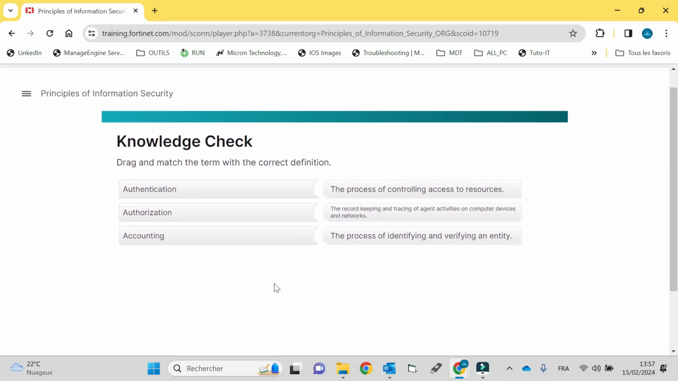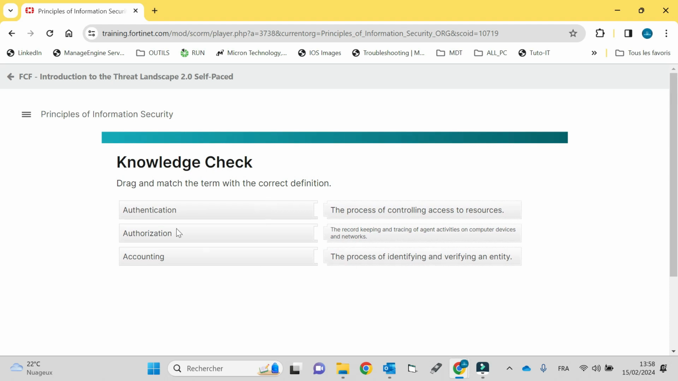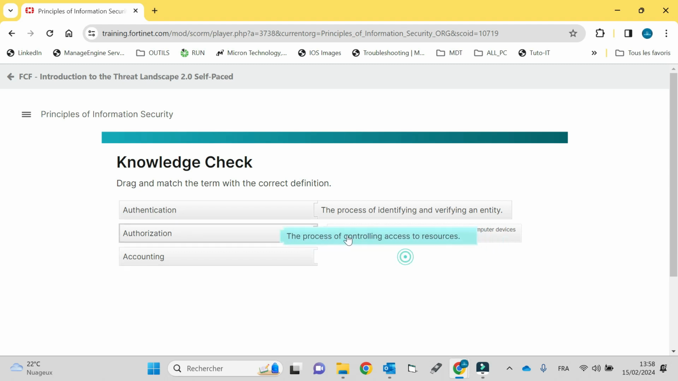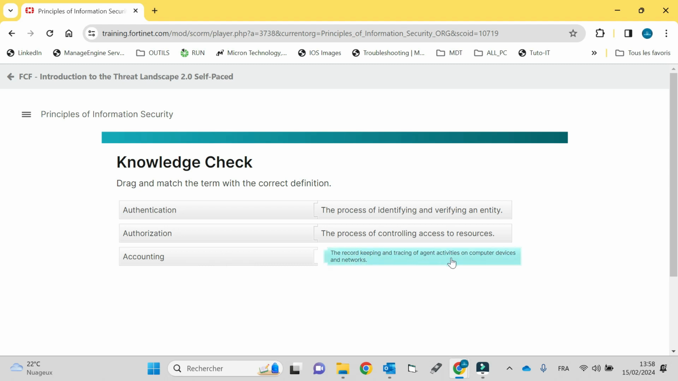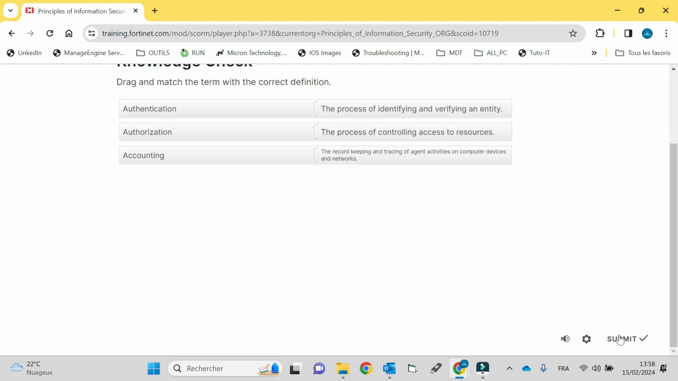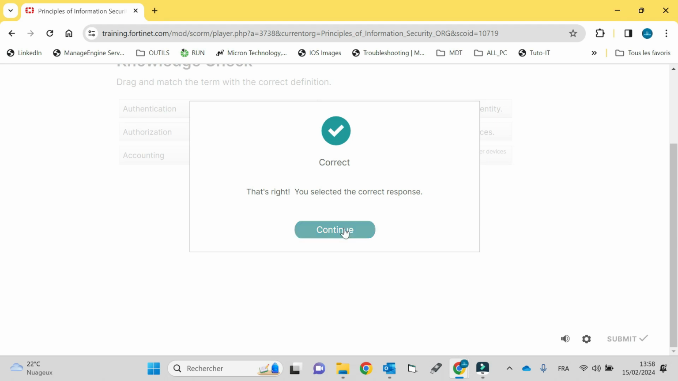Knowledge check. Drag and match the term with the correct definition. What is authentication? Authentication is the process of identifying and verifying an entity. Authorization is the process of controlling access to resources. And of course, accounting is the record keeping and tracing of agent activities on computer devices and networks. We'll drag it here and we'll submit. That's right, we selected the correct response.